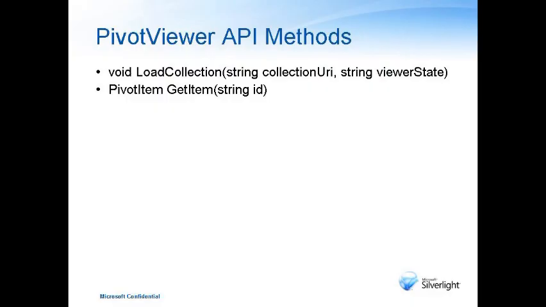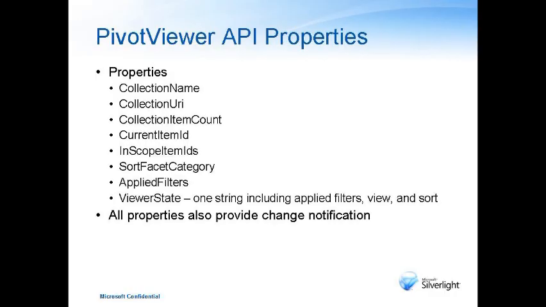We provide a couple of simple methods. One is load the collection, and another is get item, which gets you the metadata information about an item. The properties that we provide as the control is running are the collection name and URI of the collection that's showing, how many items it has, what's the current item, what items are in scope given the filters that you're using now, what you are sorting by, and one long viewer state string, which you can use to manipulate the state of the control overall. And again, all the properties have change notifications, so you can watch whenever any of these changes, and you can react to that change.